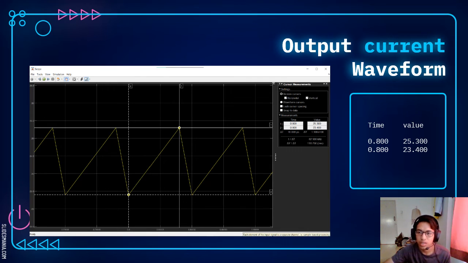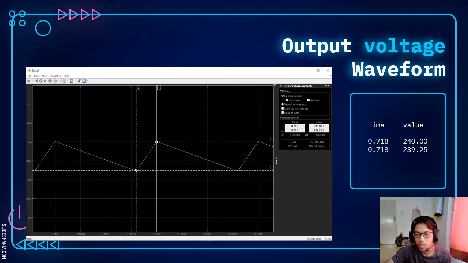This is the output current waveform shown in our scope. For the Imax, we get 25.3, and for the Imin, we get 23.4 ampere. This is our output voltage waveform. For the first cursor, we get 240, and for the second cursor, we get 239.25. For the voltage ripple, we just minus these values and get 0.75.